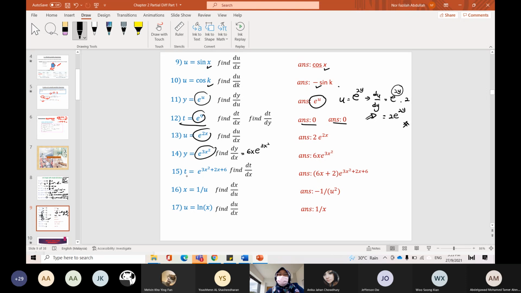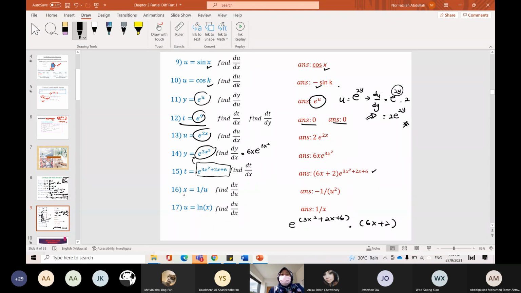Another one is t equals e to the power of 3x squared plus 2x plus 6. Find dt over dx. This one is also the same as previously. You write down everything, e to the power of 3x squared plus 2x plus 6, and multiply by the differentiation of everything inside the bracket. So you have 6x plus 2. You multiply everything inside the bracket.